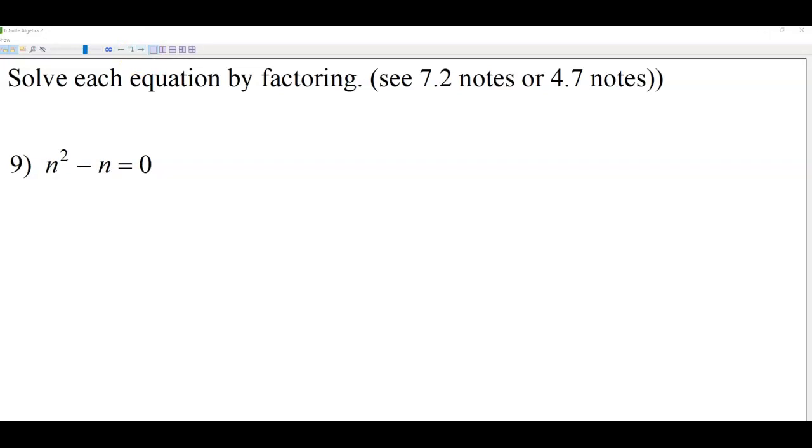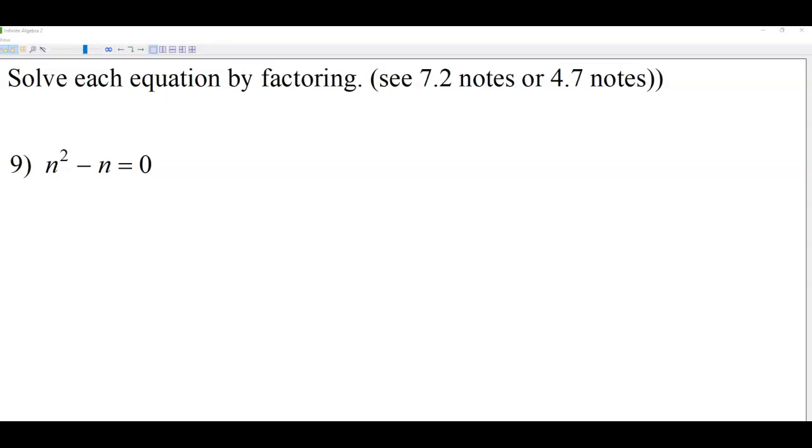Here's another one we want to solve by factoring. Once again, this is not a box method, but it's not a difference of squares either, because you can't take the square root of n. We can take the square root of n squared, but you have to be able to do the square root of both in order to do the difference of squares. This one is actually a GCF.